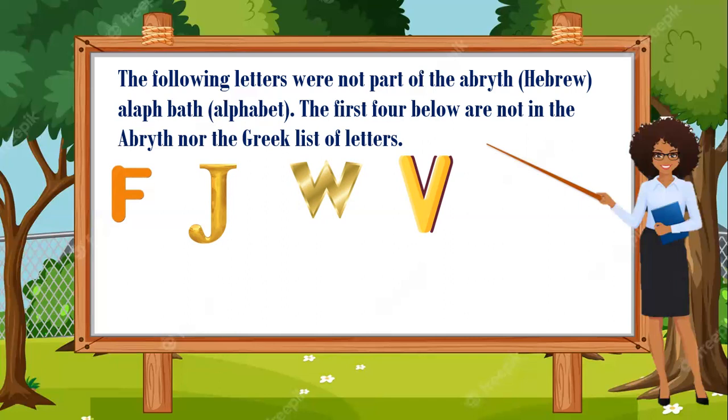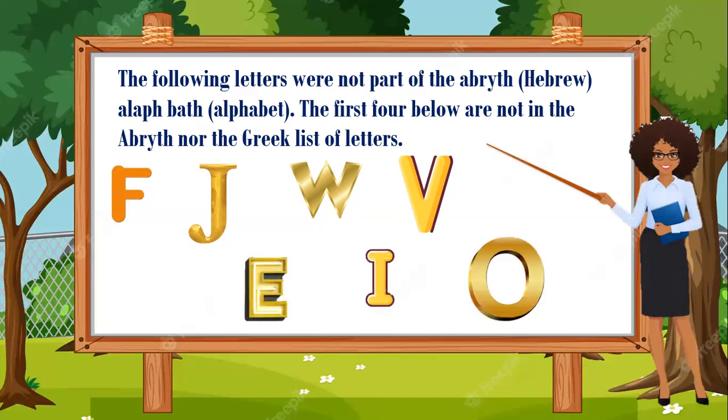Of course, the letter J is the newest letter on the block. That was added during the period following 1524. So it is less than 600 years old. The following vowels, E, I, and O, were not part of the Abryth representation either.